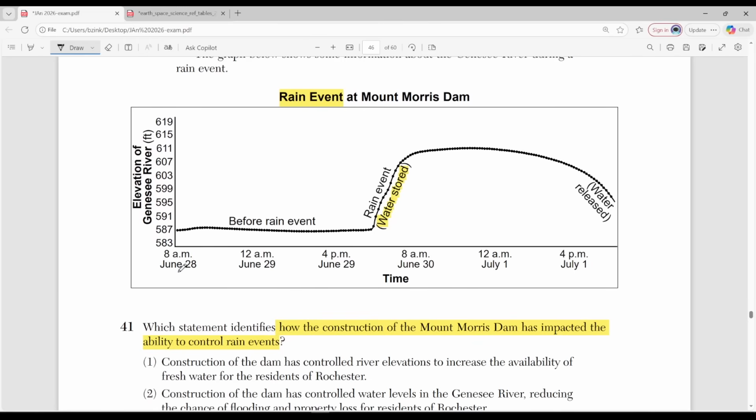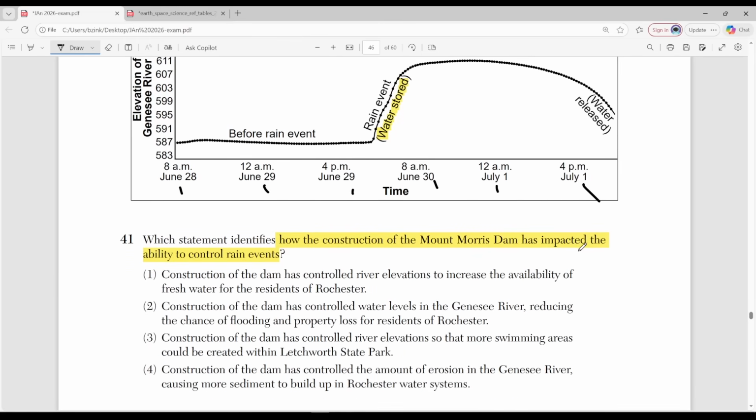So look, July 28, 29, 30. This is over like 2 days. Has controlled water levels? It hasn't controlled the water levels because the water level goes so high. Controlled river elevations, more swimming areas. I don't like that choice. Control the amount of erosion in the river, causing more sediment to build up in the water system. I'm leaning towards this because it says there's water stored.